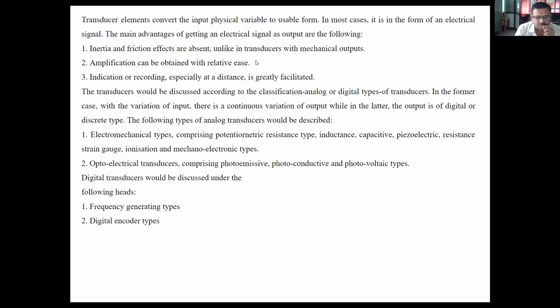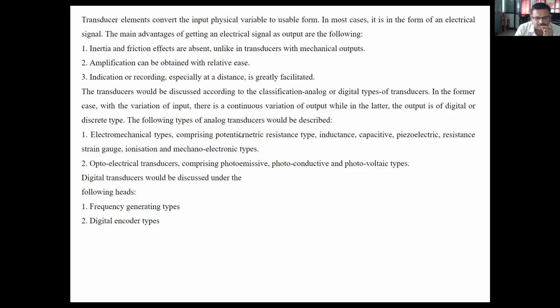The transducers would be discussed according to the classification, analog or digital types of transducers. In the former case, with the variation of input, there is continuous variation of output, while in the latter case, the output is of digital or discrete type. The following types of analog transducers would be described.